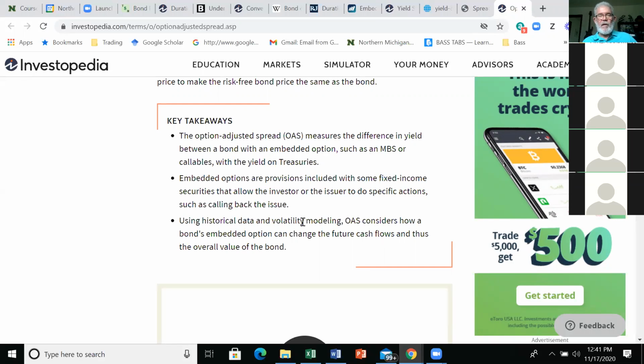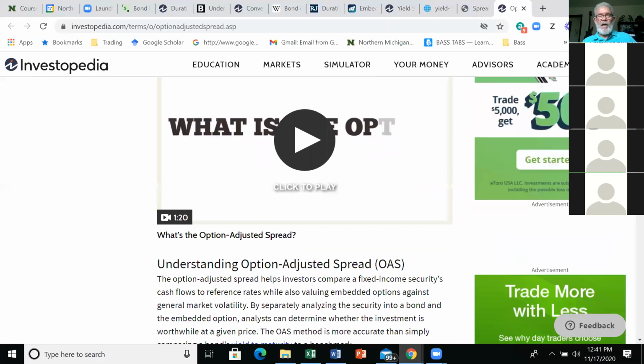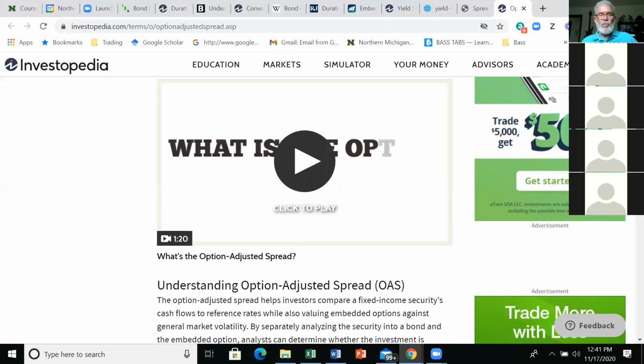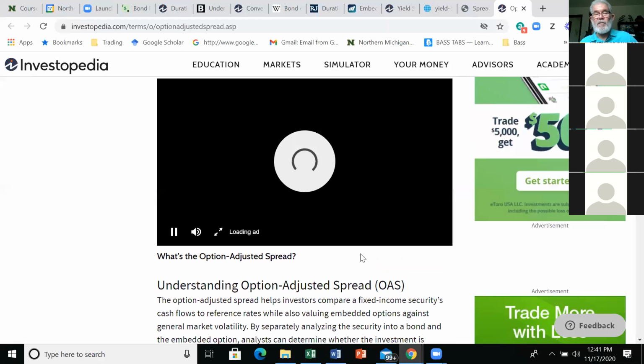Using historical data and volatility modeling, OAS considers how a bond embedded option can change future cash flows and thus the overall value of the bond. So this is another sweetener attached to the bond to make it more attractive to investors.